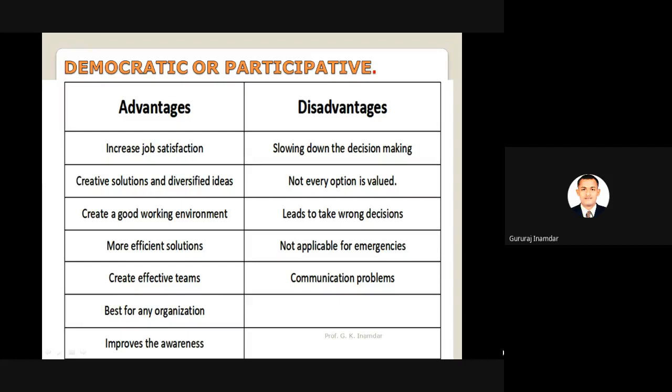For example, if you take autocratic and democratic nations. Okay, so what is the procedure to select the prime minister or president? Okay, if you see that. Okay, now those are the autocratic countries.